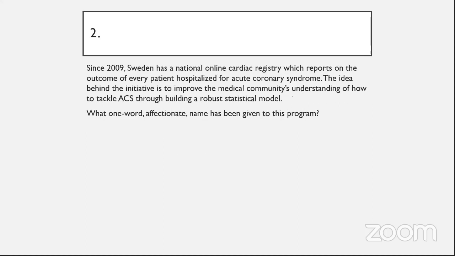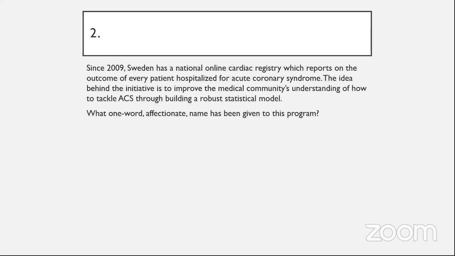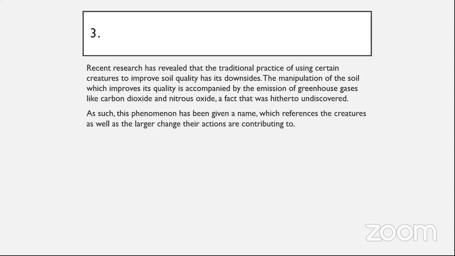Right, I'll quickly just cycle through. First one, again, a reminder to all, this is a round on puns. So the first one, looking for a 3-word nickname that was given to Diederik Stapel of Tilburg University because of his dishonest actions. Second one, 1-word name given to the Swedish online cardiac registry. And the third one, looking for a 2-word term for the phenomenon that when we use certain creatures to improve soil quality, it leads to the emission of greenhouse gases. Right. So what 2-word term has been used to name this phenomenon?